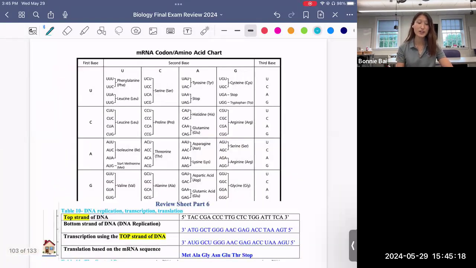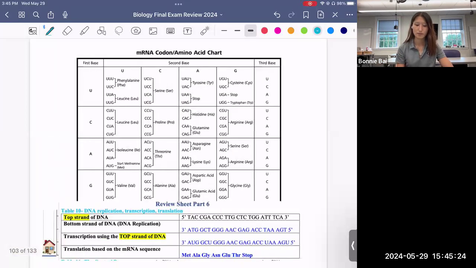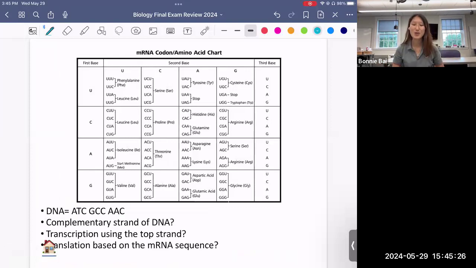All right, moving on over here, it's just the answer key to your review sheet. You can take a look over here, and then let's do another practice. All right, this is not the same one. Okay, let's do another practice. So we have the DNA, ATC, GCC, whatever, right? It's asking you for a complementary strand.